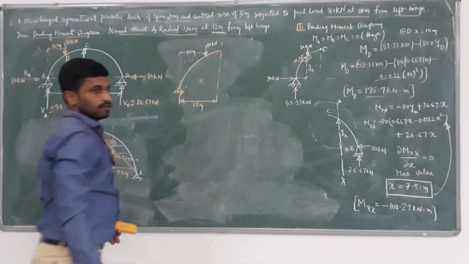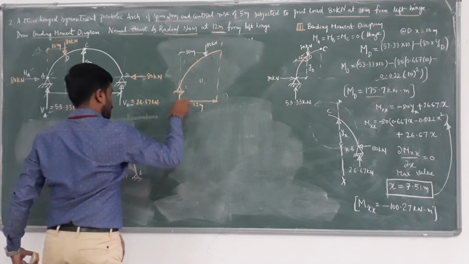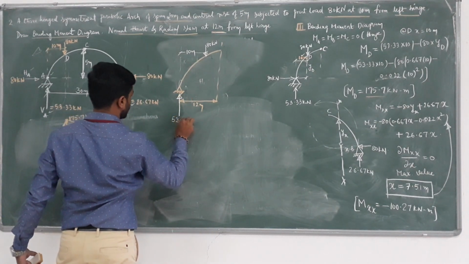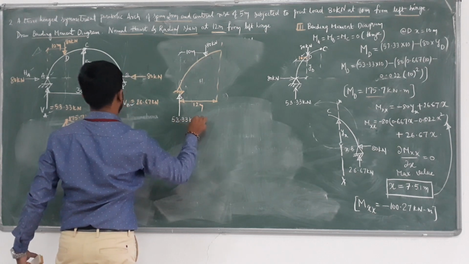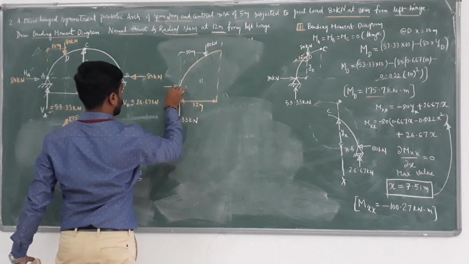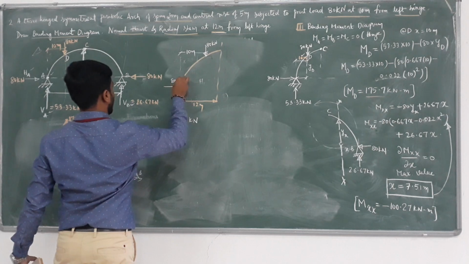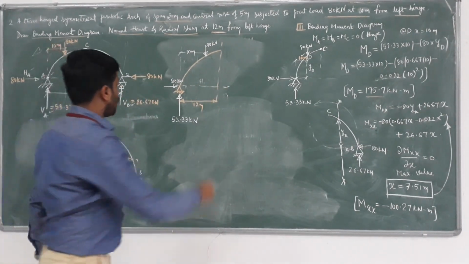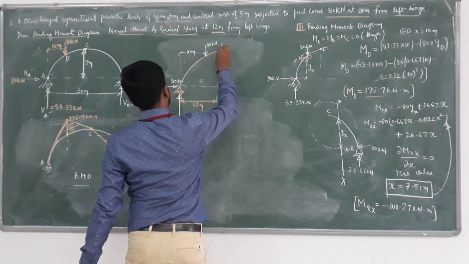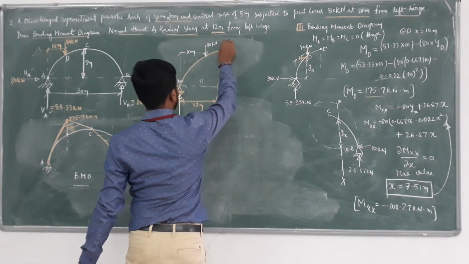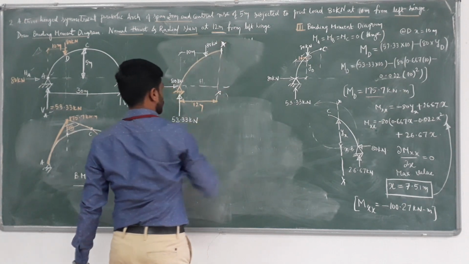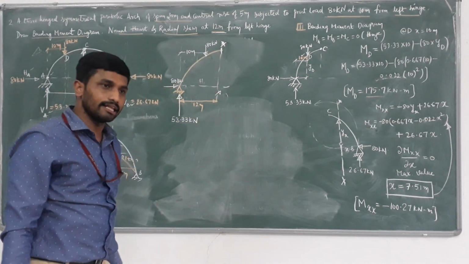Clear? And we are having VA value. What is VA value? 53.33 kilonewton. We are having H value. What is the value of H? 80 kilonewton. Now, this is the point where I require the normal thrust and radial shear.